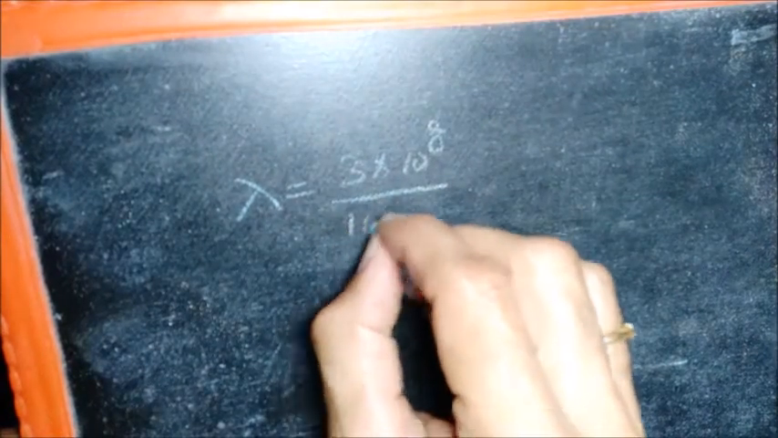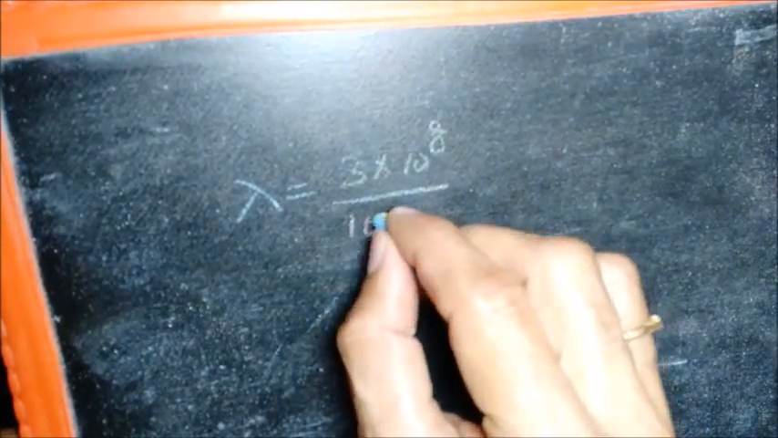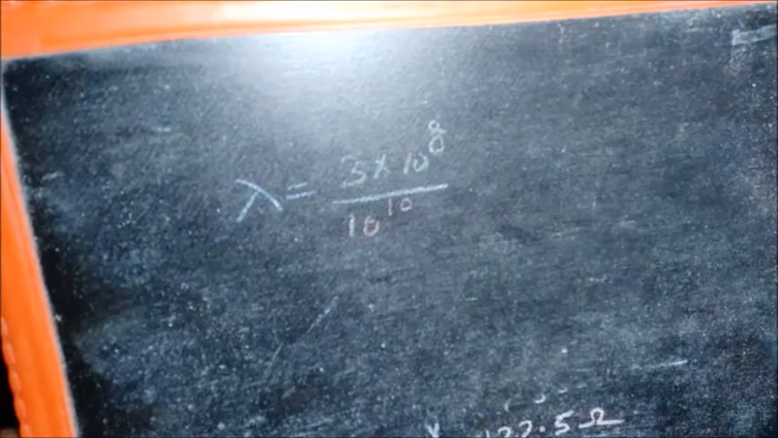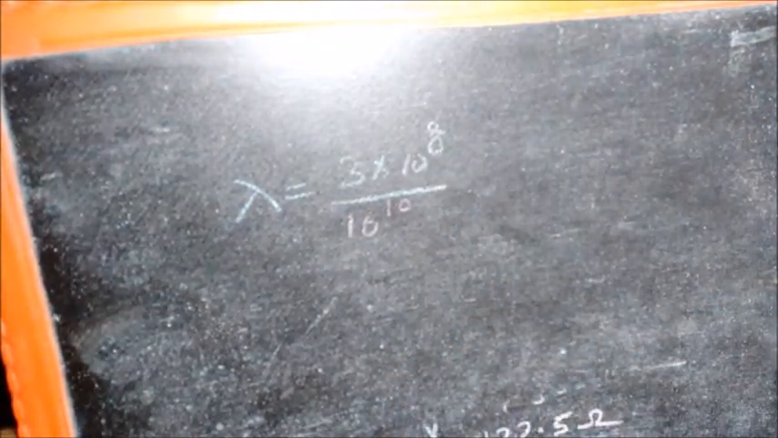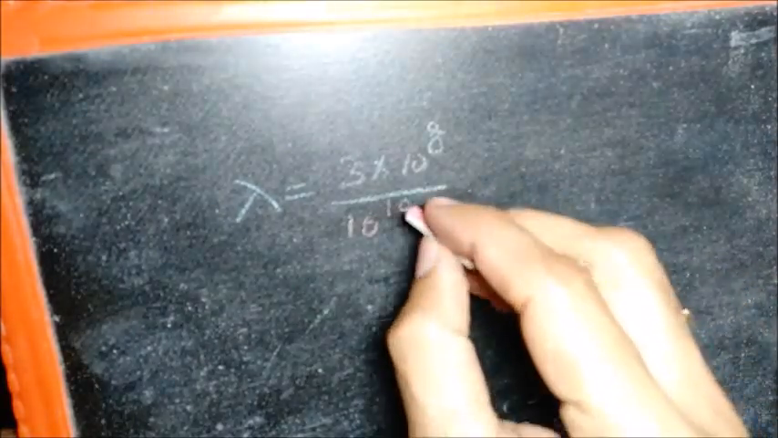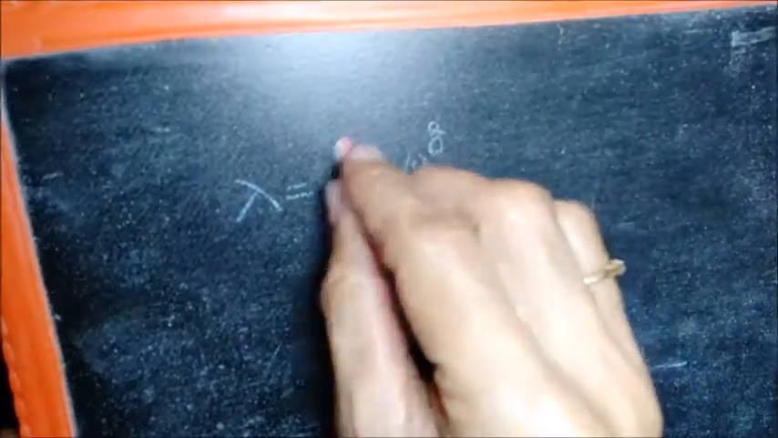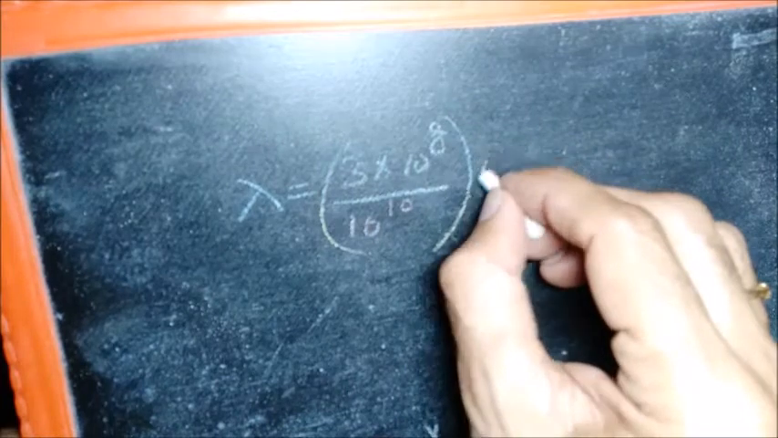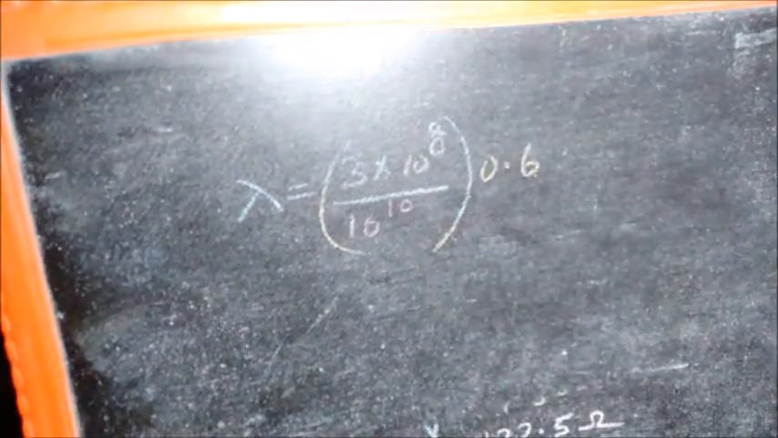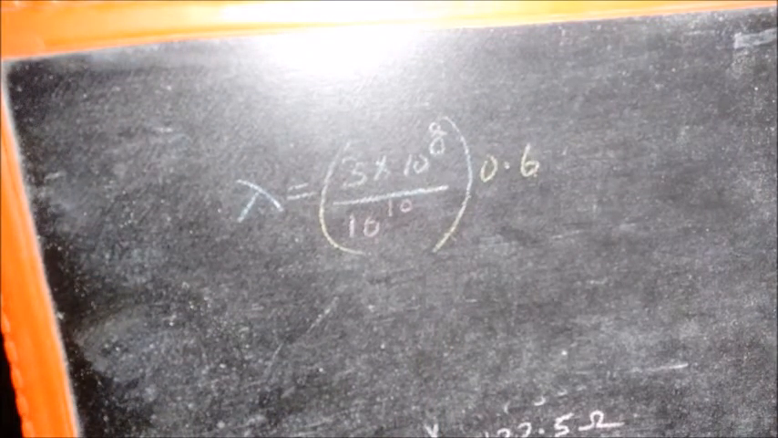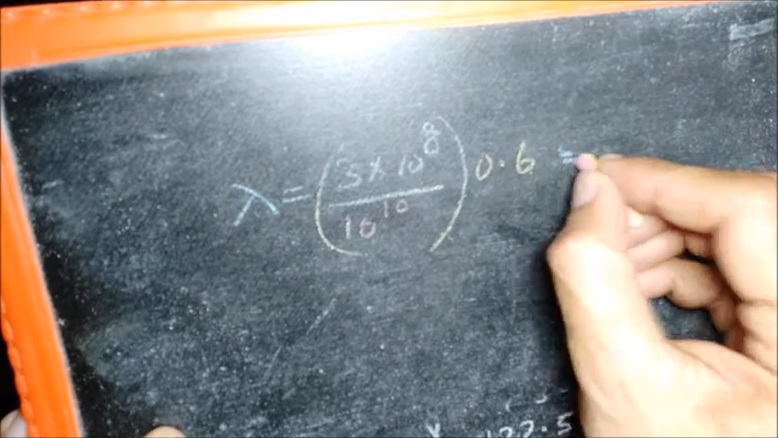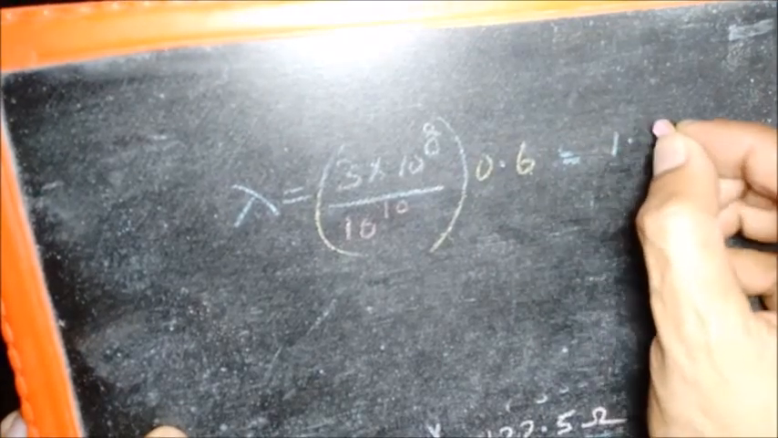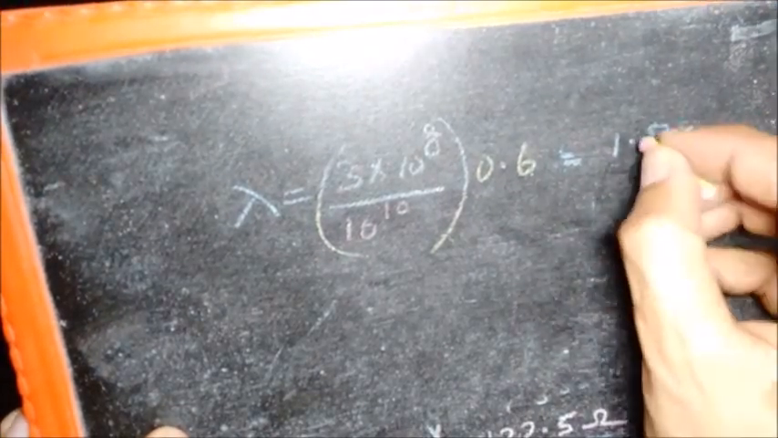And F is 10 gigahertz, so 10 power 10 hertz. And this is the velocity of light in meters per second, 3 into 10 power 8, divided by... this would have been the wavelength in free space, and since it is 60% of this, in this context, the wavelength is this. So this is the wavelength on the transmission line. And you can calculate this, and this will turn out to be 1.8 centimeters.